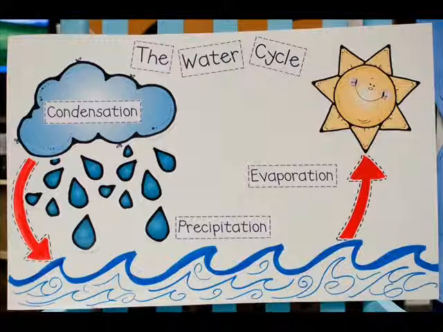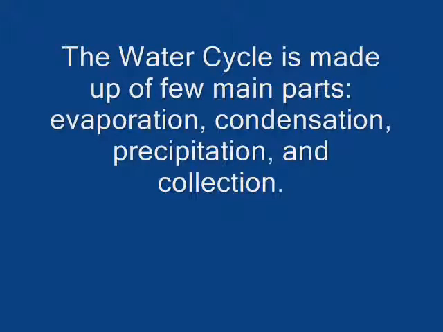How does the water make its journey from the land to the sky and back again? There are 4 important processes that make up the water cycle. The water cycle is made up of a few main parts: evaporation, condensation, precipitation, and collection.